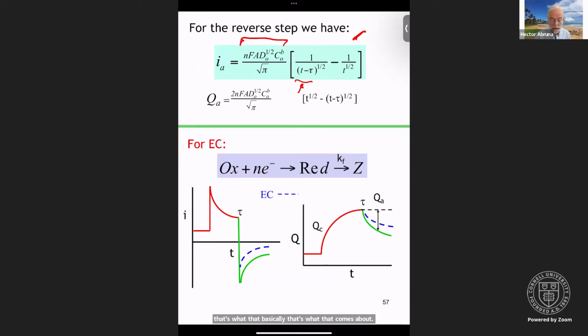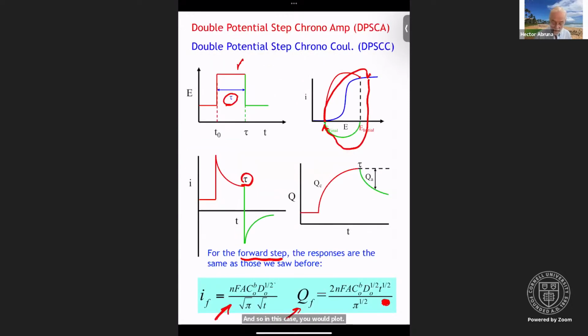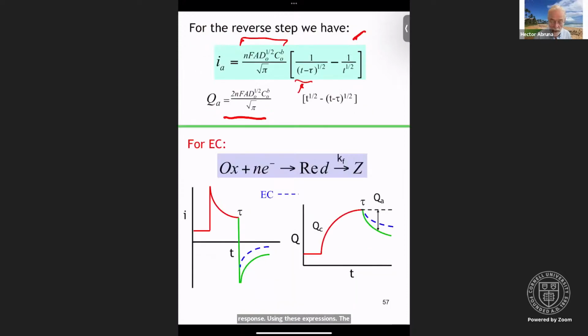For the charge, again, this comes from the integration of the Cottrell equation. And you basically integrate this, and you end up with t^(1/2) minus (t minus tau)^(1/2). And so in this case, you would plot the forward response using these expressions, the reverse response using these expressions, for the current or the charge, depending on what you're looking at.